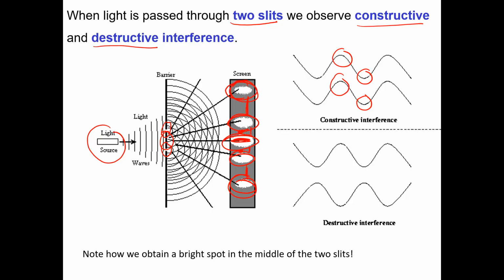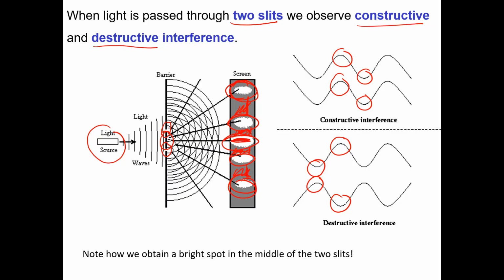Now, when two waves come together, they might come together what we call out of phase, where a trough meets a peak, meets a trough, and so forth. And when they do that, they annihilate. They undergo what we call destructive interference, and they cancel each other out. And that's what we're seeing where we see the black spots.